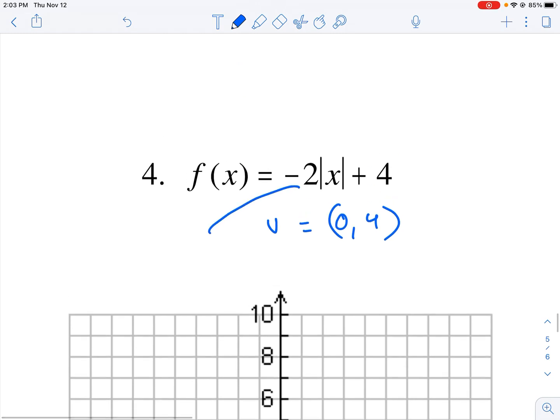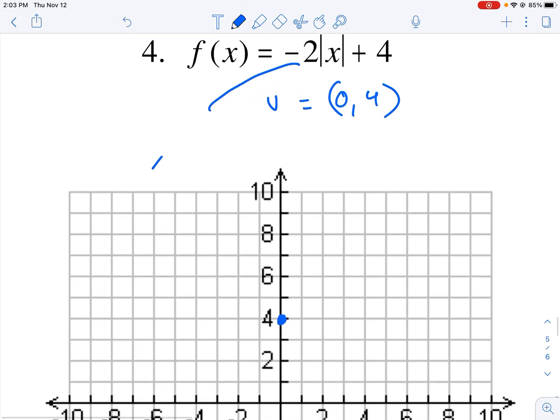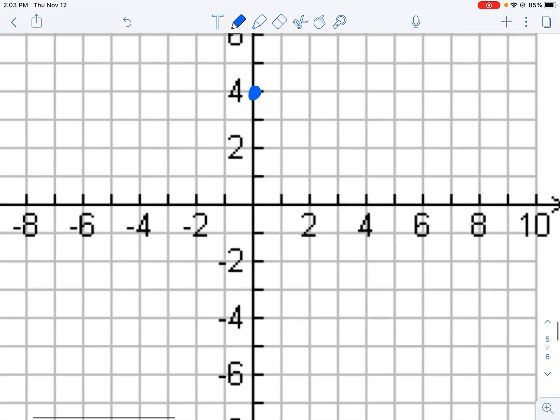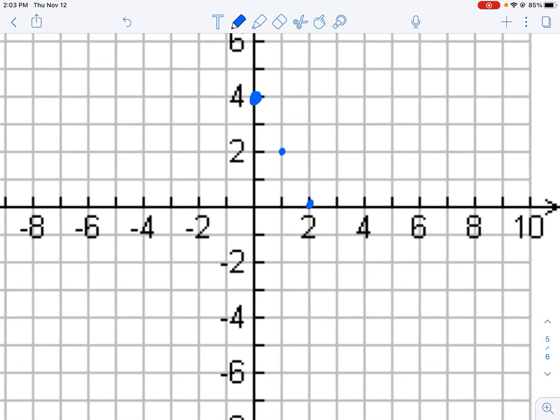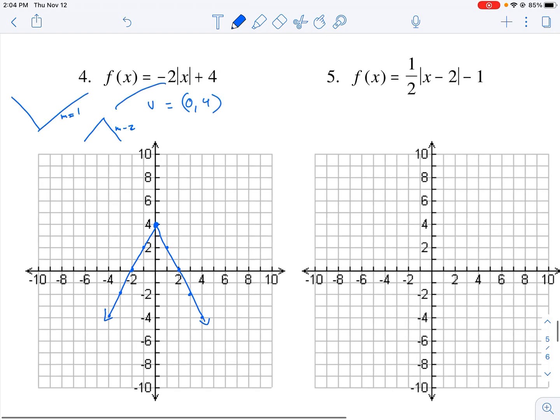And then my a value here is -2. The negative makes it go upside down, and the 2 makes it twice as steep as it used to be. On the basic absolute value graph, the slope was 1, so it went up 1, right 1, up 1, right 1. But now my slope is going to be -2. So I'm going to come to my vertex, and go down 2, right 1, down 2, right 1 to get some points. And I can go down 2, left 1 to get the other points. And this is symmetrical, just like on the quadratic ones. And it makes this V shape. And voila, we have graphed this absolute value here.